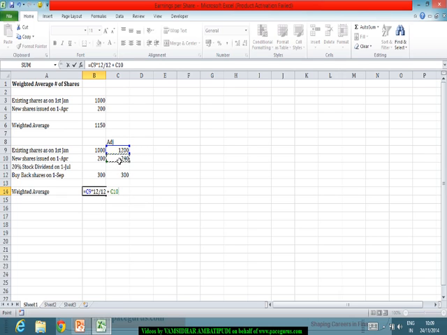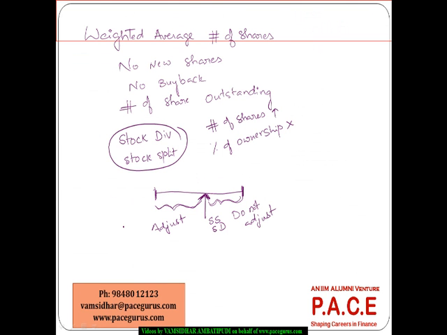Whereas the 240 new shares are there only for 9 months because they are issued on 1st April, and I have to take out 300 shares. And this 300 shares, because they were bought back on 1st September, I have to take the weightage of the remaining 4 months. So overall resulting in a weighted average number of shares of 1280. This is what would go as a part of computation of EPS.